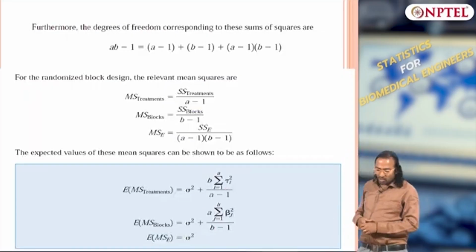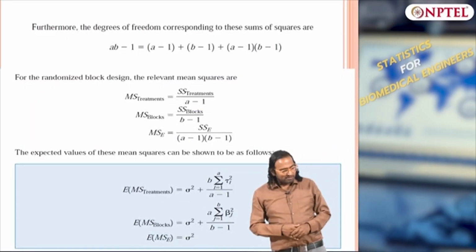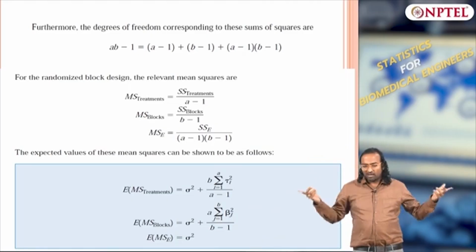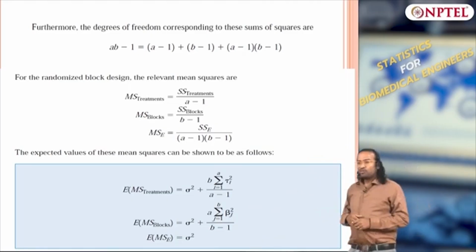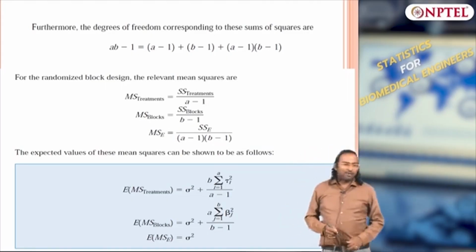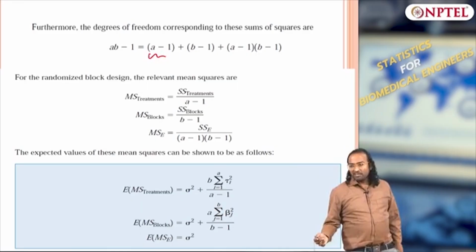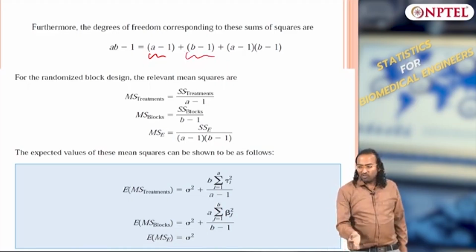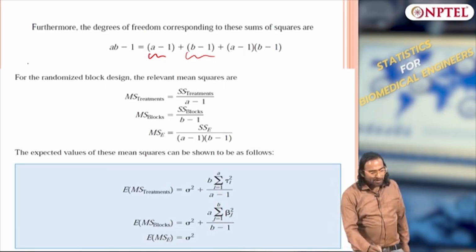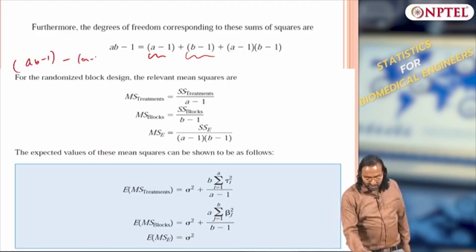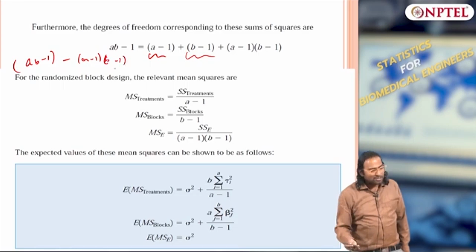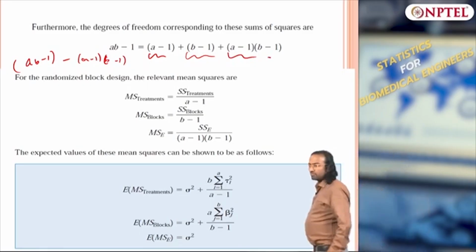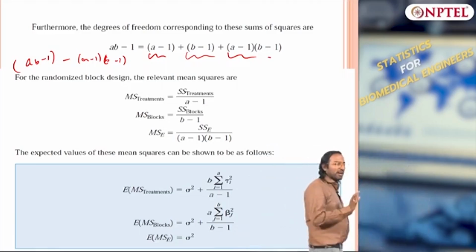So what are the total degrees of freedom? A times B, that we can call capital N or whatever. AB minus 1 is the total degrees of freedom. And what is the treatment degrees of freedom? A minus 1. What is the block degrees of freedom? B minus 1. So now the error you have to calculate, because this is the error term, will be AB minus 1 minus (A minus 1) minus (B minus 1). That is your error degrees of freedom, which turns out to be (A minus 1) into (B minus 1).